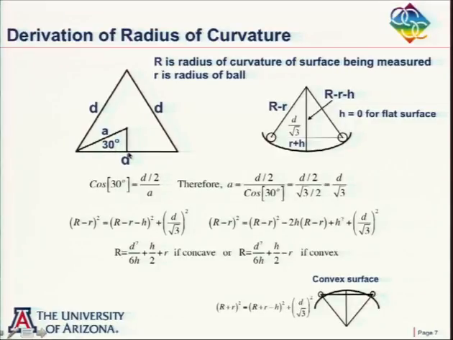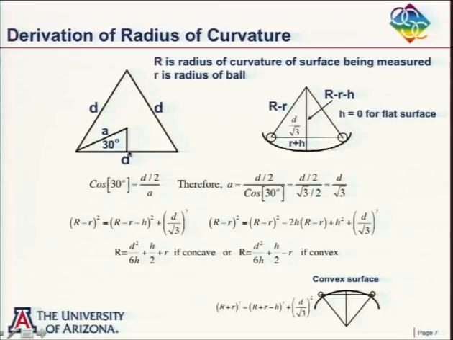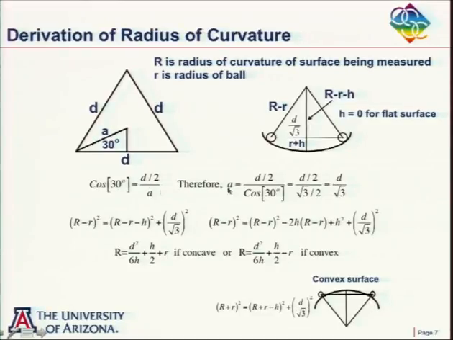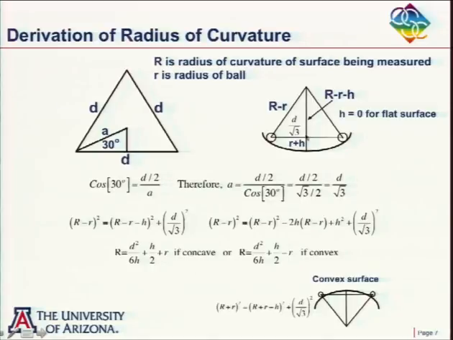And if we go halfway across here, that would be d over 2. So we'd have here the cosine of 30 degrees is d over 2 divided by A, and so we could solve for A. A turns out simply to be d over square root of 3.